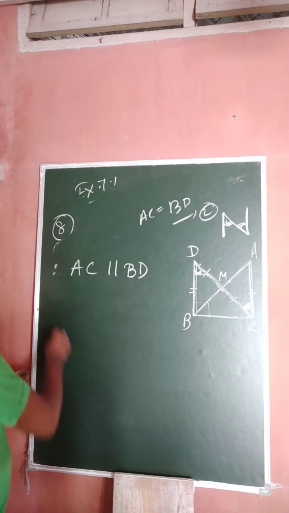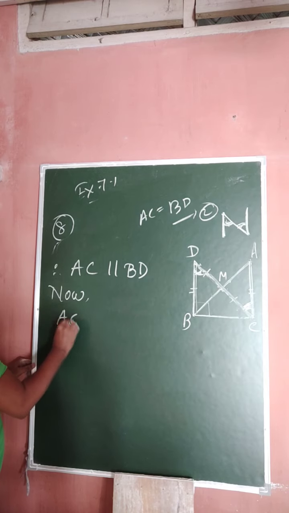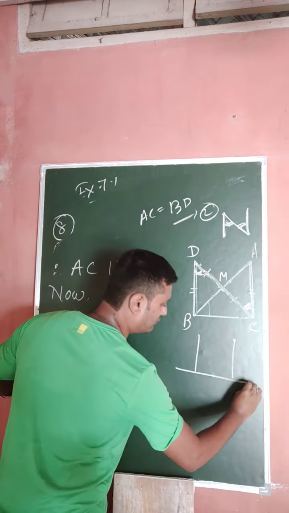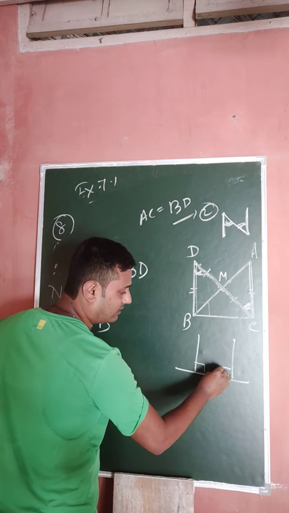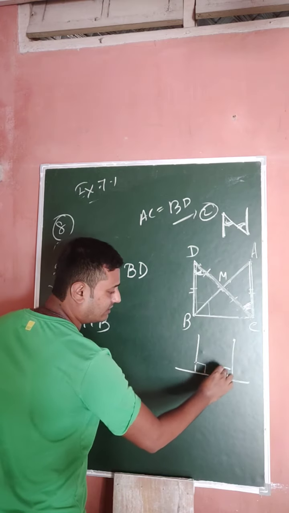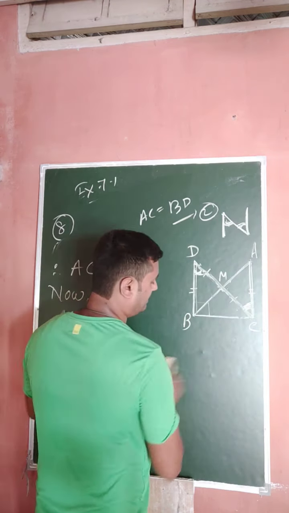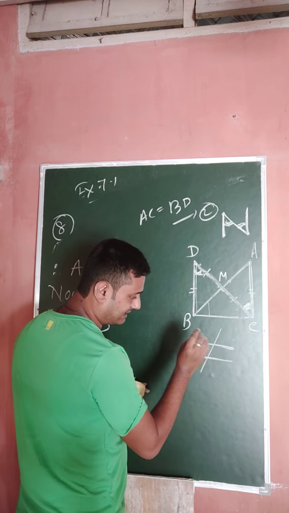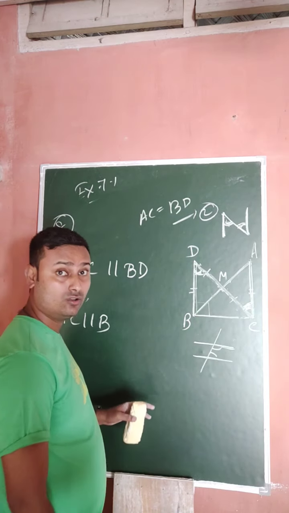Okay, so now look at this one. AC parallel BD. Suppose these two lines are parallel and this one is a transversal. That means these two angles are what? The sum of these two angles is 180 degrees, co-interior angles. Like this one, these two lines are parallel, this one is a transversal, then the sum of these two angles is what? 180 degrees, and they are known as co-interior angles.